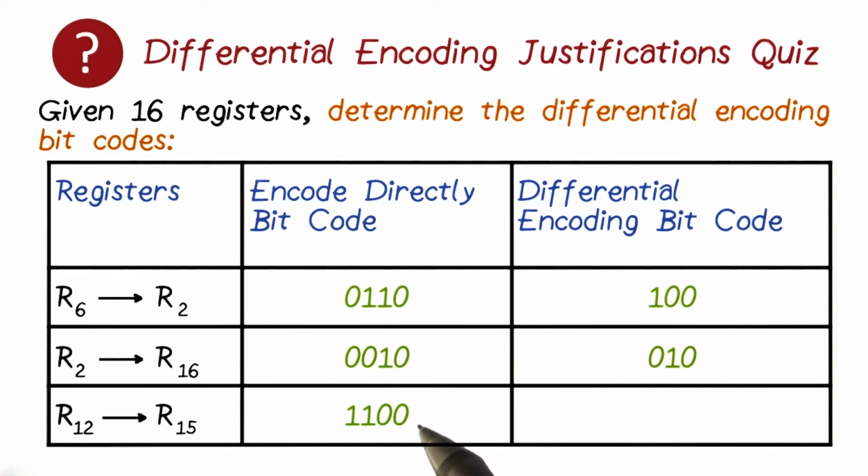So again, here if we have to encode R12, this is how we will do it. 1100 is the encoding for R12, and the one for going from R15 to R12 is just equal to 3, and therefore we just have 011 over here. So you can see that the number of bits that are needed here is much lesser than the number of bits that are needed for direct encoding.